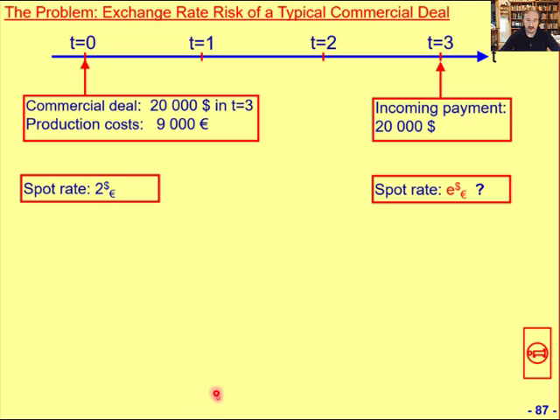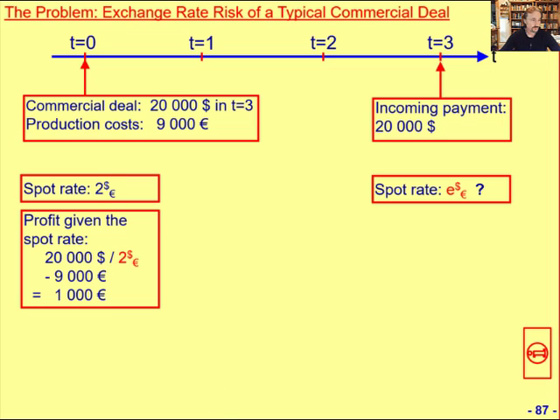Given the spot exchange rate of $2 per euro, the deal would be profitable. The revenue in euro would be $20,000 divided by the exchange rate, which yields 10,000 euro, minus the production costs of 9,000 euro, leaves a profit of 1,000 euro to the car producer. However, we do not know what the future spot rate will be.